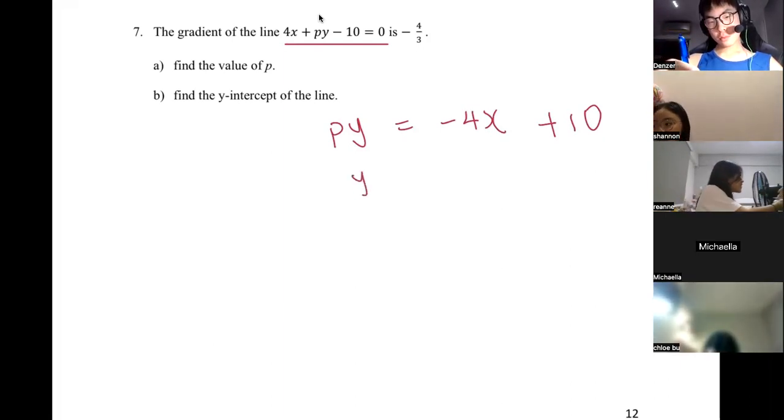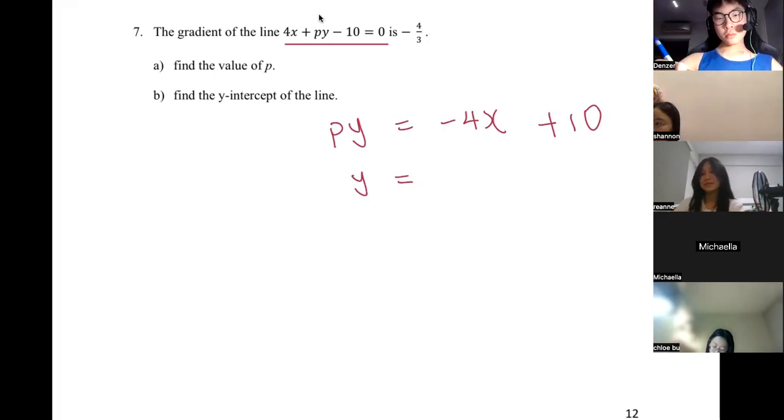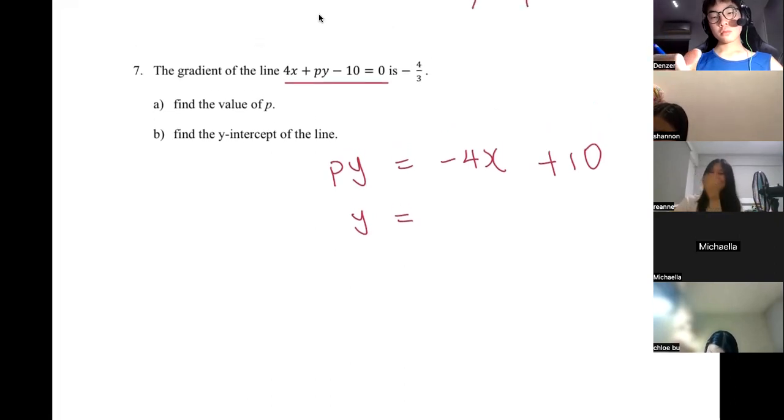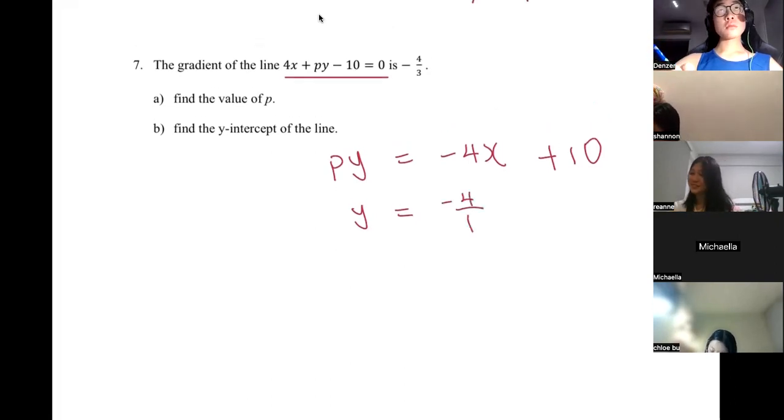All right, so y equals, I must make it 1y. So Michaela, what do you suggest? Divide by p. Yes, correct. Very good job. Divide by p throughout the whole equation. So minus 4 over p x plus 10 over p.